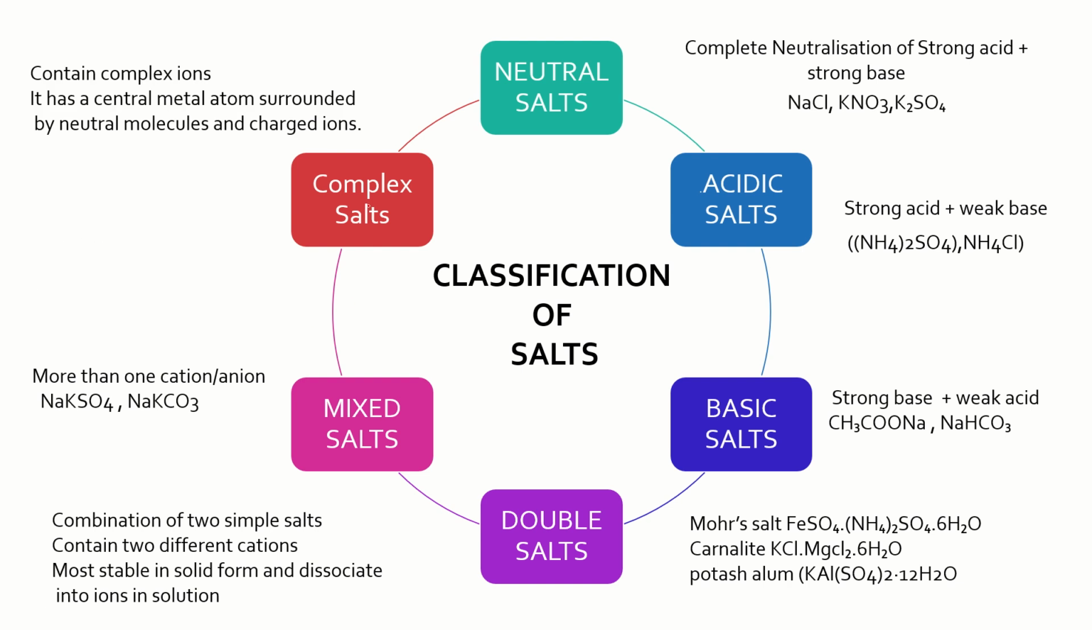Next is complex salt, which contains complex ions. They have a central metal atom surrounded by neutral molecules and charged ions. So this is the central metal atom which is surrounded by the neutral molecules or the charged ions. Examples are potassium ferrocyanide and tetraamminecopper(II) sulfate.